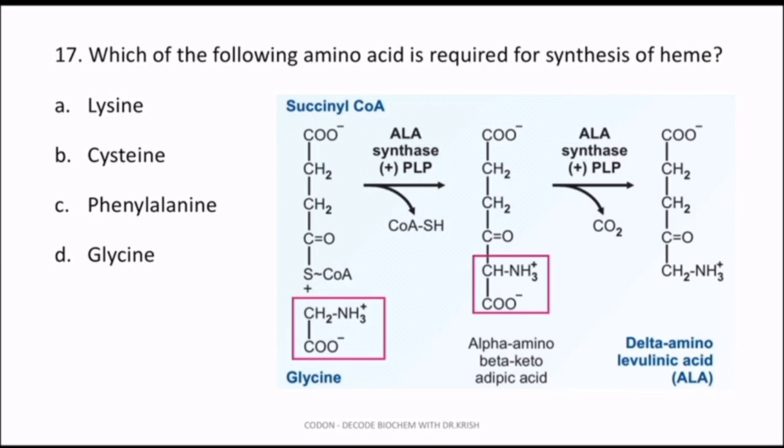Which of the following amino acids is required for the synthesis of heme? The first step of heme synthesis is condensation of succinyl-CoA with glycine. So which amino acid is required for heme synthesis at the first step? It is glycine.